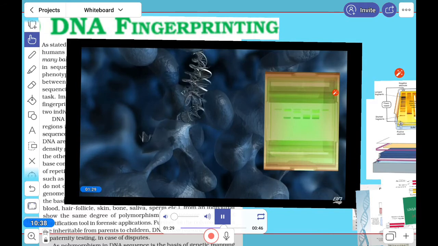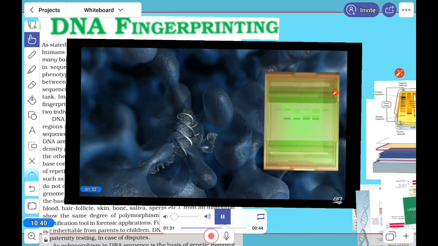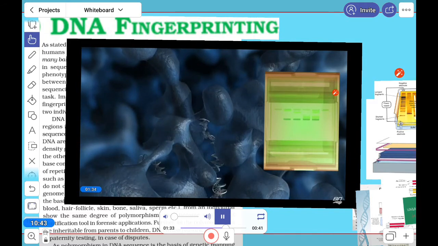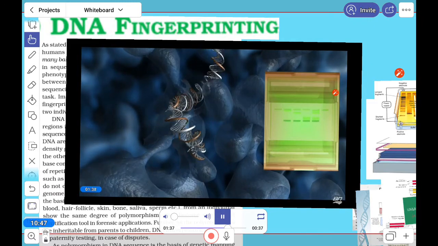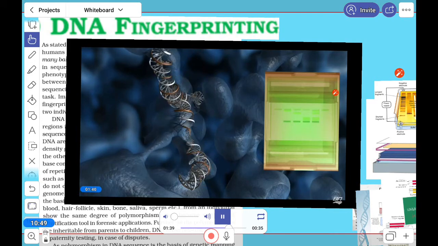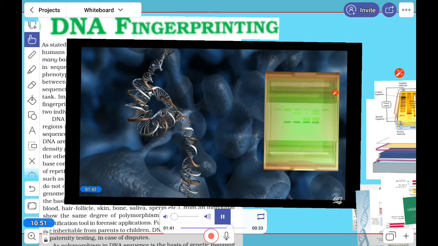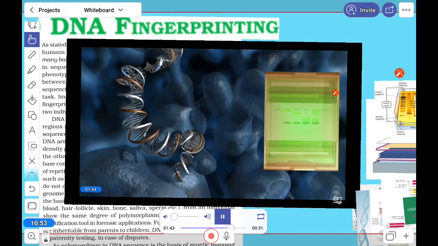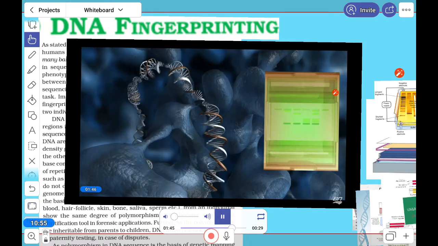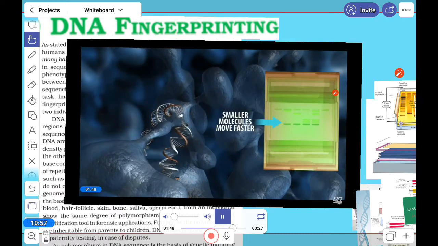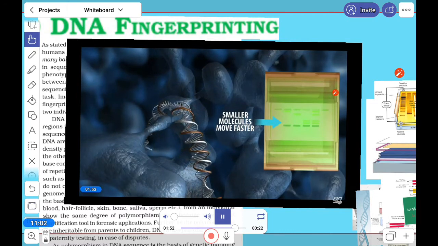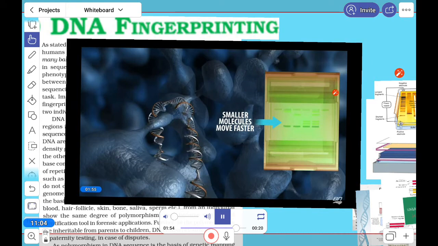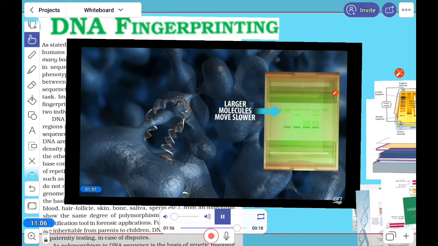This gel is porous. Just imagine that this is the DNA fragment. If it is very long, the movement will not be fast, whereas the shorter ones can move very fast within this porous gel. That is shown very nicely here. You can see that ultimately we get the band-like structure.